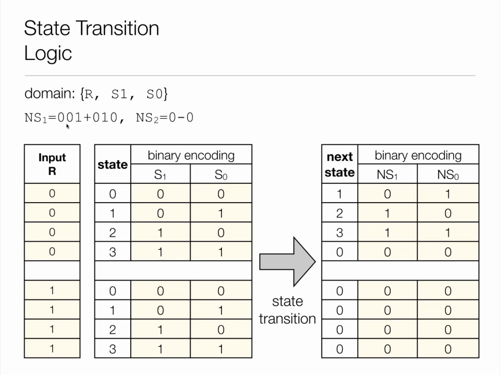So that's, again, r bar, s1 bar, s0. So that's what we said here. Notice for next state 2, I was able to simplify. It's r bar, s0 bar. Boolean simplification for combinational logic reduces the number of gates. State minimization reduces the number of states, which subsequently saves us on logic.